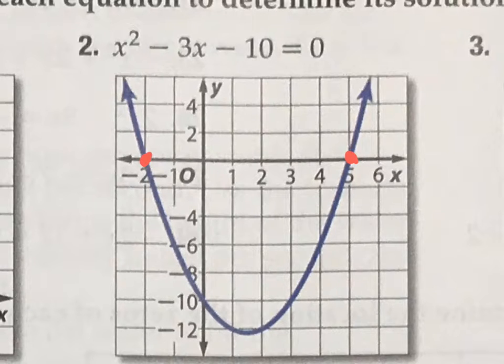Now, this is the crazy part, right? These answers, these x-intercepts are answers, which means if I take -2 and plug it in right here and right there, when I do the math, it will check out and give me 0. If I plug in a 5 right there and plug in a 5 right there and do the math, it'll check out and give me 0. Don't believe me? Check it out. What's 5 squared? 25. What's 3 times 5? -15. So I really have 25 minus 15 minus 10. 25 minus 15 is 10. 10 minus 10 really is 0.